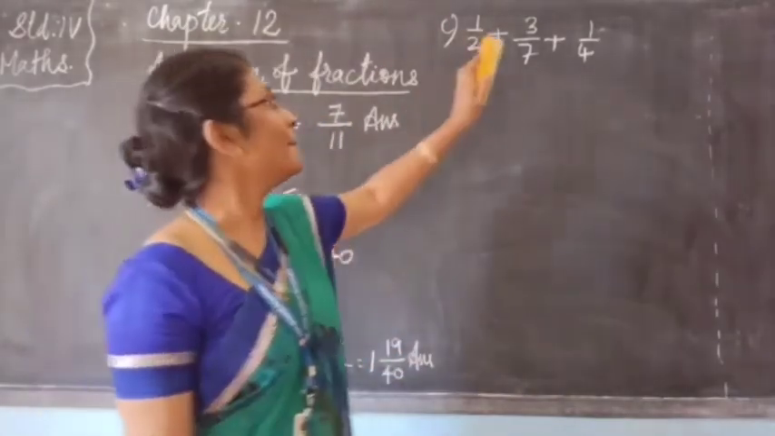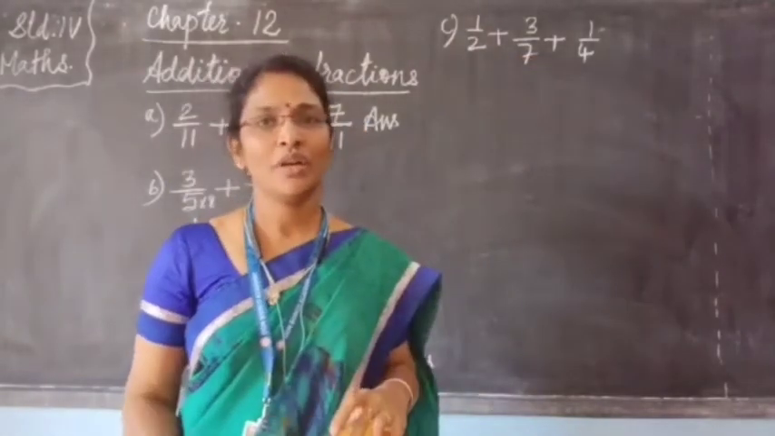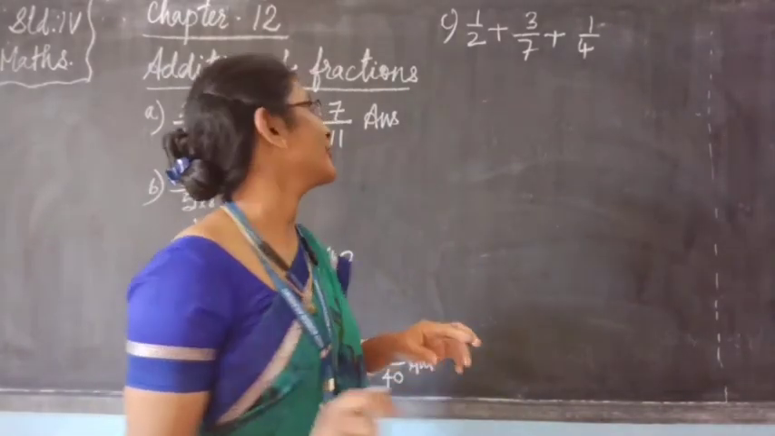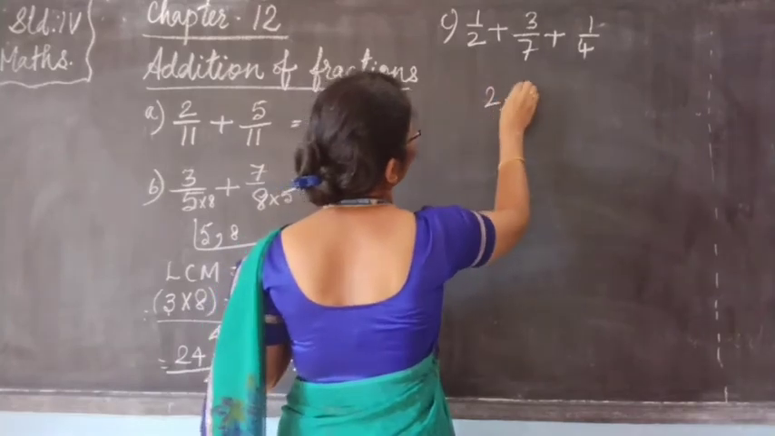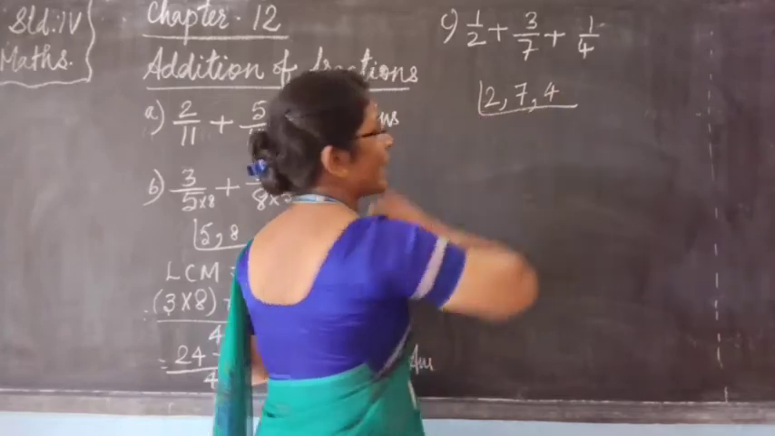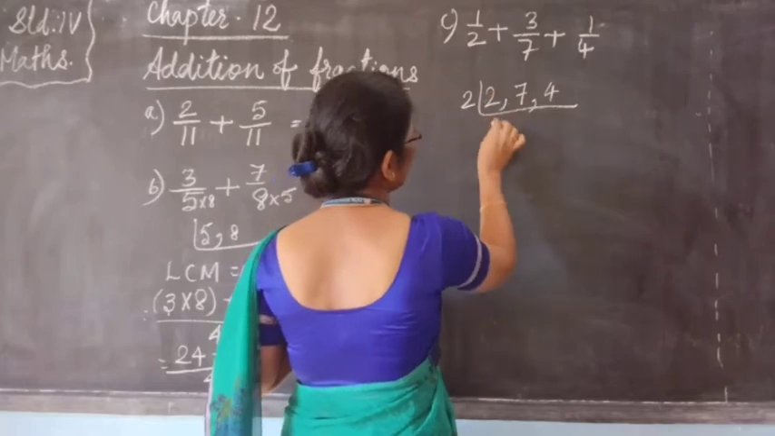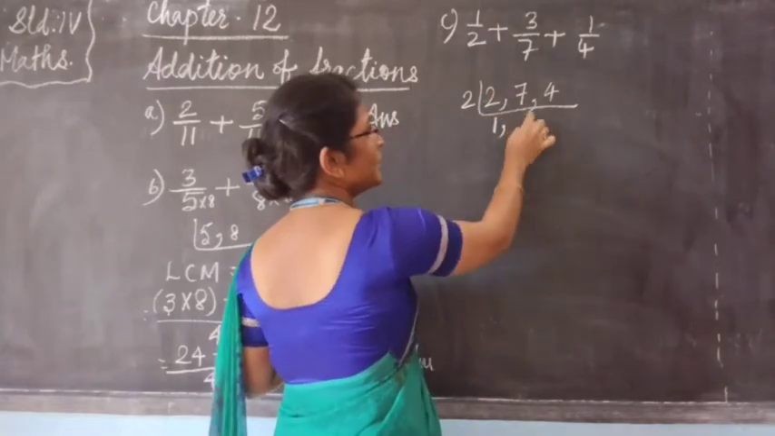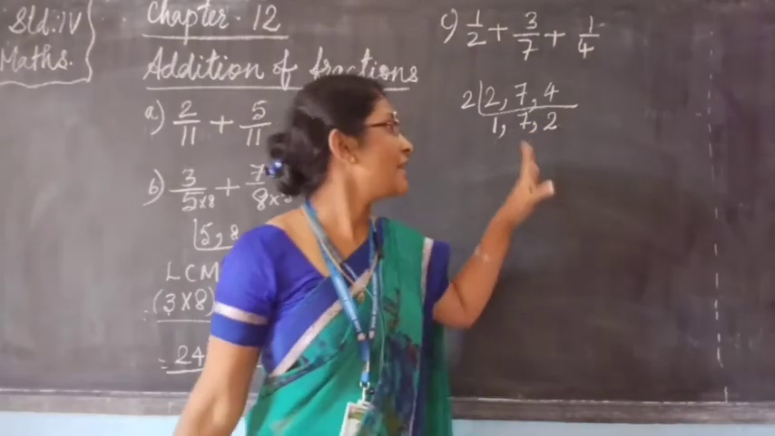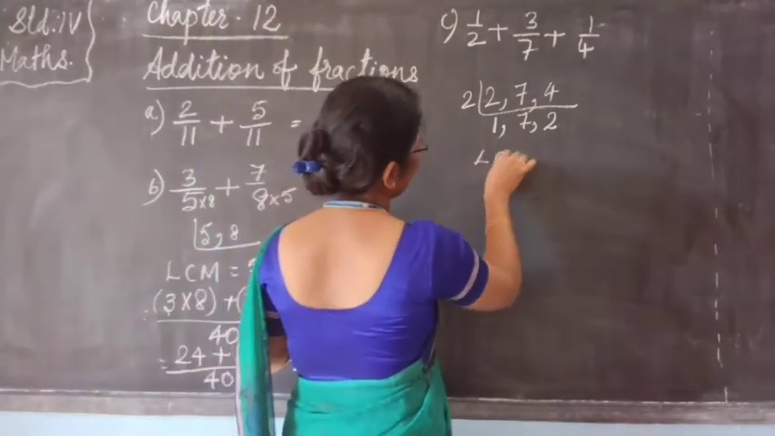1 by 2 plus 3 by 7 plus 1 by 4. Now, first what do we have to do? Find the LCM of the denominators. 2, 7, 4. You can see 2 and 4 are both divisible by 2. How many 2s are 2? 2 1s are 2. Bring down 7. 2 2s are 4. Now there is no common factor for 7 and 2. Then what will be our LCM?